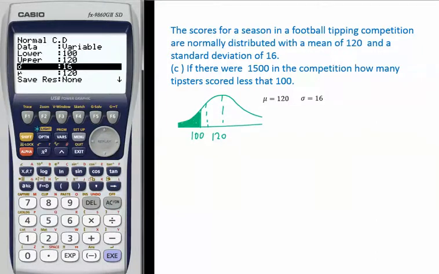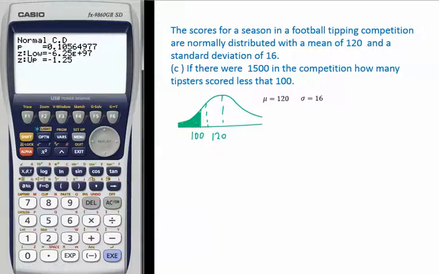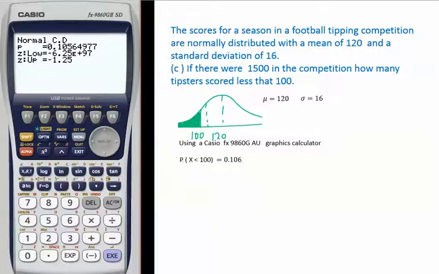So we go back. This time our lower bound, well, the lowest you could get in the competition is 0. We could put in 0 there, but it's a good idea just to put in the lowest number that your calculator can handle, which is negative e to the 99. Always it's the lowest value. The upper value here is 100. Same standard deviation, same mean. So we hit EXE and see that the probability is this. Using our calculator, we found the probability of a score is 0.106 to 3 significant figures.